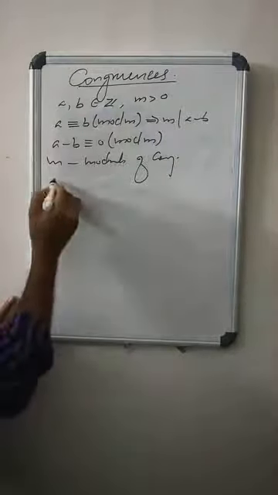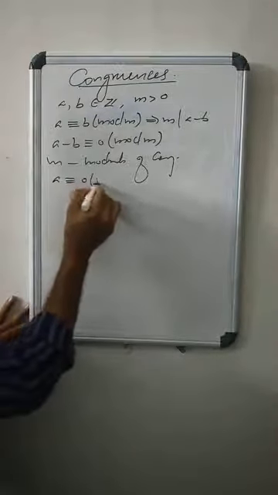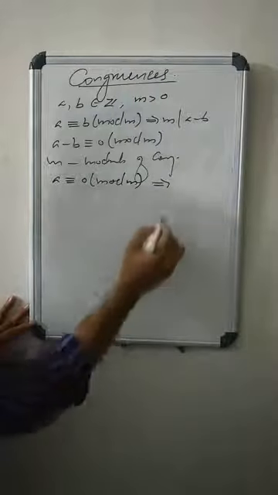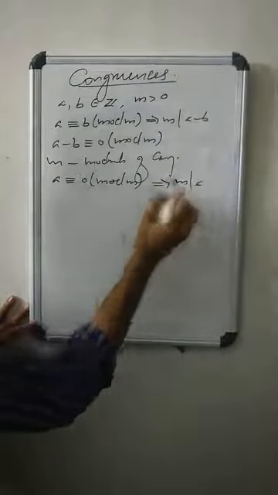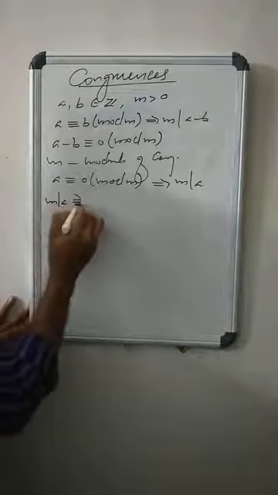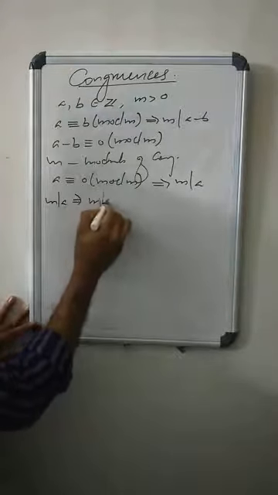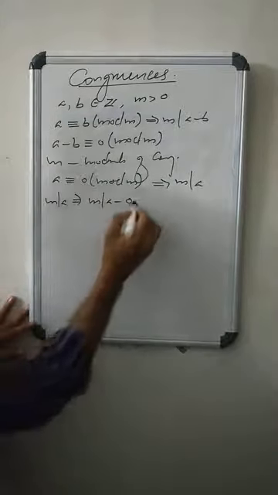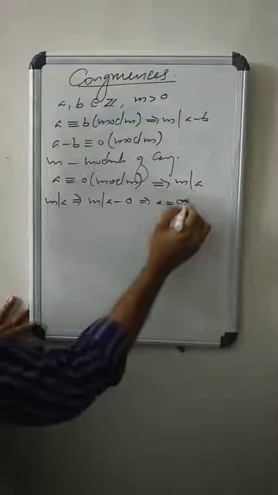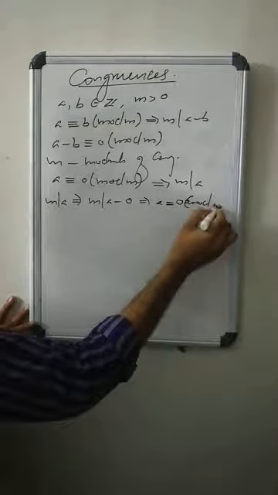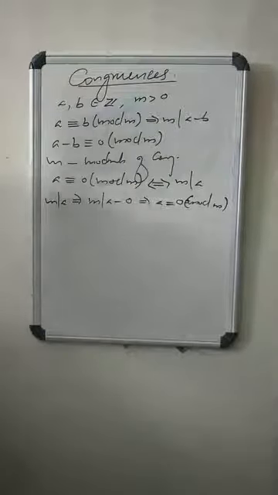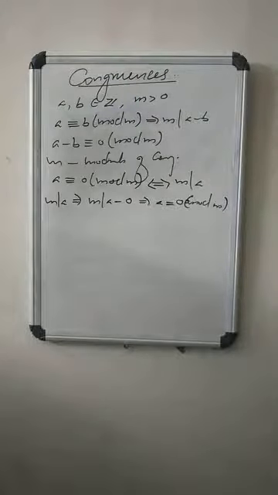Then a congruent to 0 mod m means m divides a. Or reversely, if m divides a, that means m divides a minus 0. That means a minus 0 is congruent to 0 mod m, or a is congruent to 0 mod m. So a is congruent to 0 mod m if and only if m divides a.